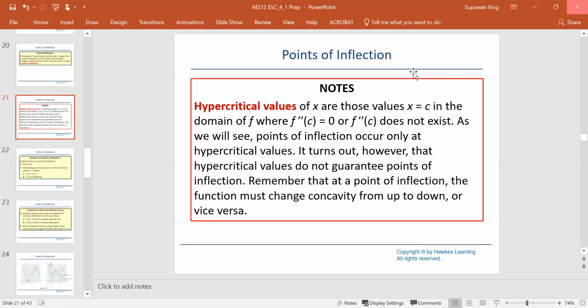Hypercritical values of x are those values x equals c in the domain where f double prime at c equals 0 or f double prime at c doesn't exist.